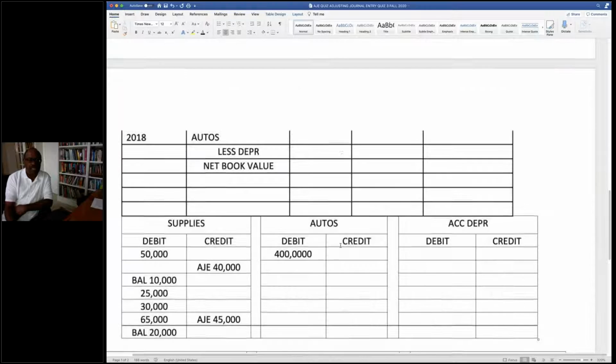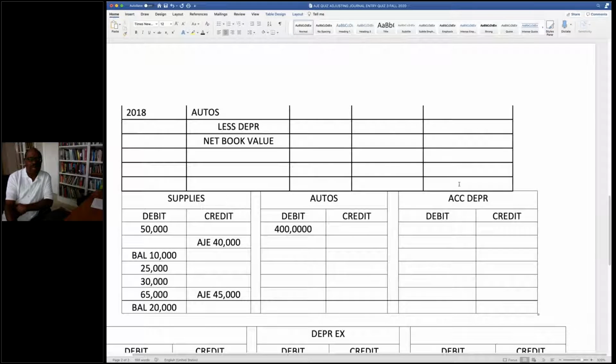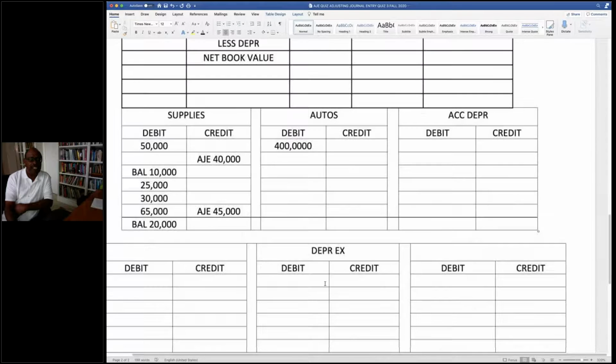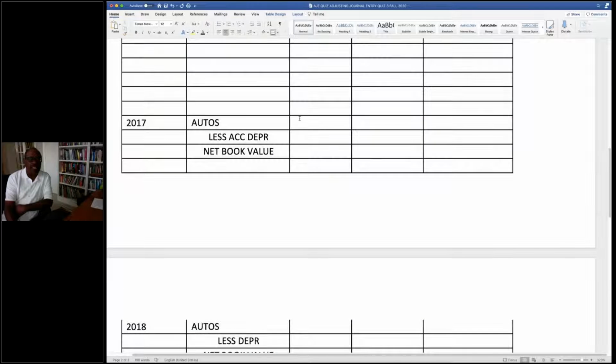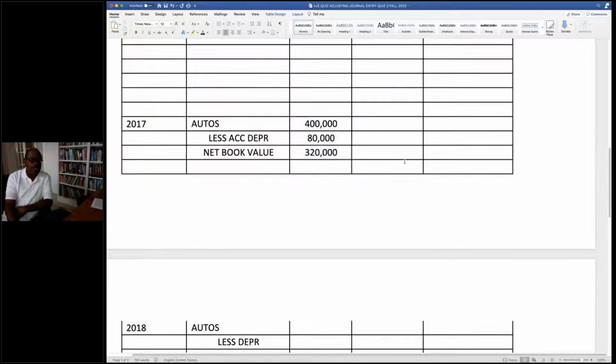Then we post this. The auto is in here at $400,000, but now we have the expense at 80,000 and accumulated depreciation is 80,000. Then the balance sheet presentation: original cost 400,000. The depreciation is 80,000. So the net book value is 320. That's all you're asked to do.